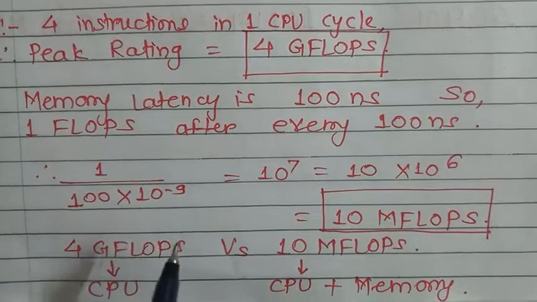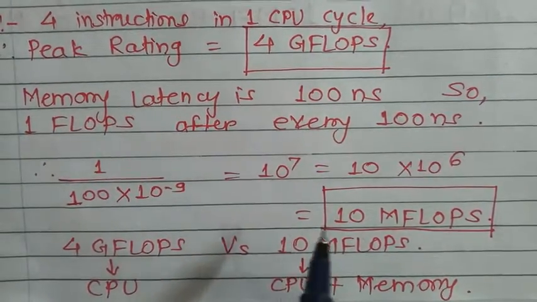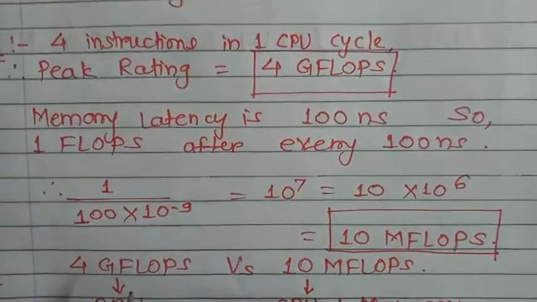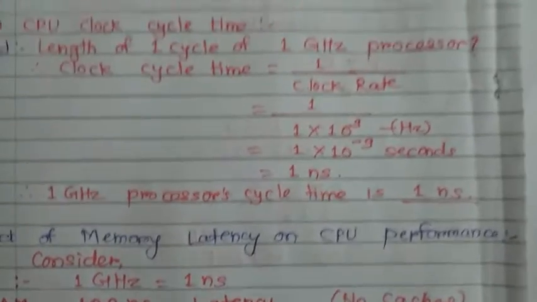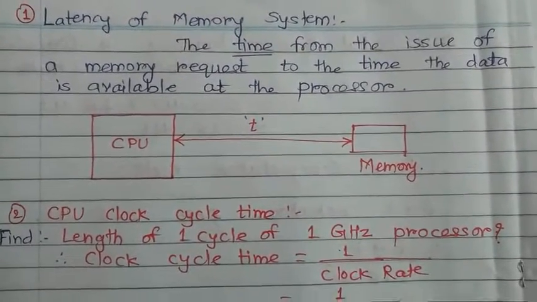So you can see that the CPU is much faster, for example 4 Gbps versus 10 Mbps. So this is the effect of the latency of memory on CPU performance. Hope you understood the problem. Thank you.